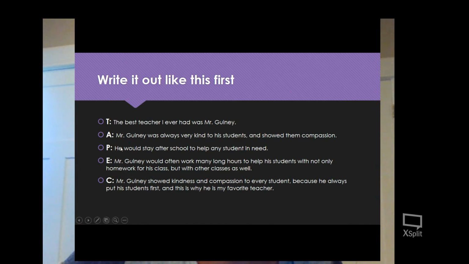Now my point, or my proof. My example, if you will. He would stay after school to help any students in need. That's an example of what he did. Now my E is my explain. This is me tying it all together. Mr. Guinea would often work many long hours to help his students with not only homework for his class, but with other classes as well. Okay, now that's explaining why he's kind in an example, and it's tying in my assertion and my proof together to explain it all. Because without this E right here, this would kind of be a very boring paragraph.